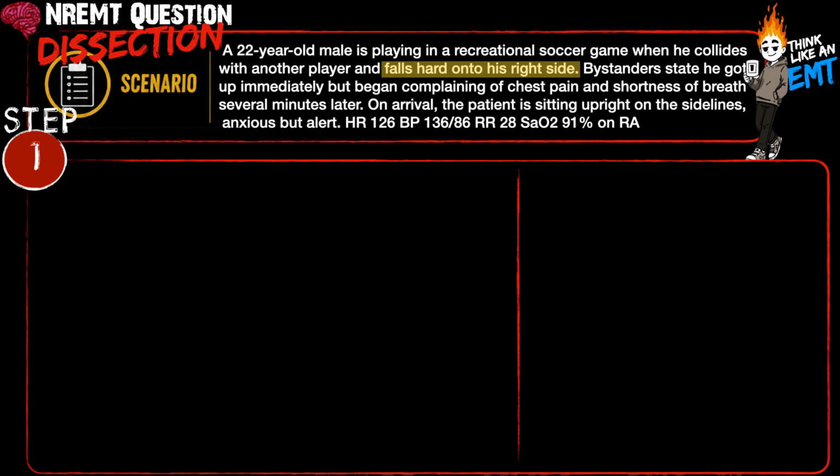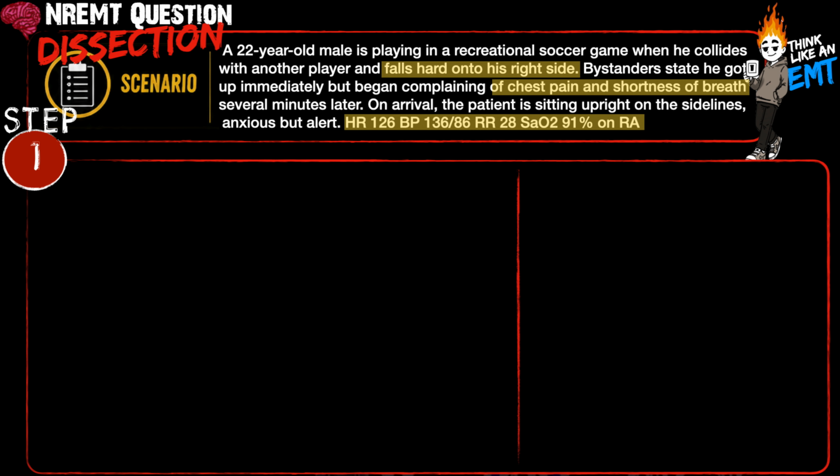The first clue is that he falls on the right side, which means the chances of an injury to the heart are pretty minimal. And we know that the patient has chest pain and shortness of breath. But here's the really big clue, the vitals. We notice that heart rate is elevated, but the BP is really normotensive. But the respirations and the pulse ox make it pretty obvious that this patient's hypoxic.